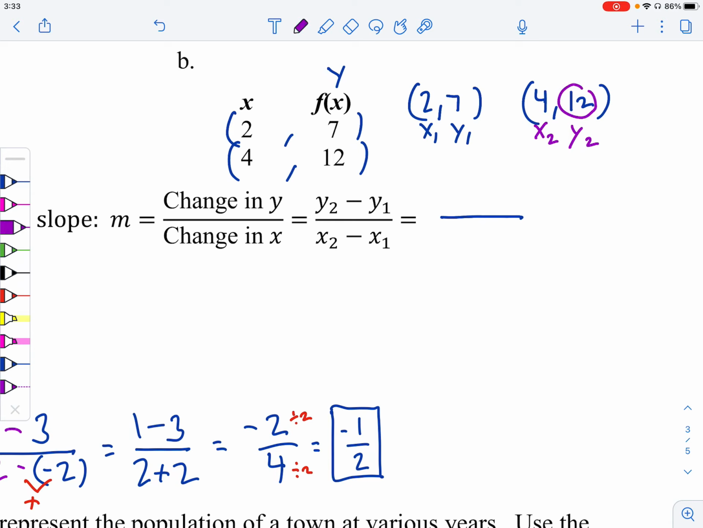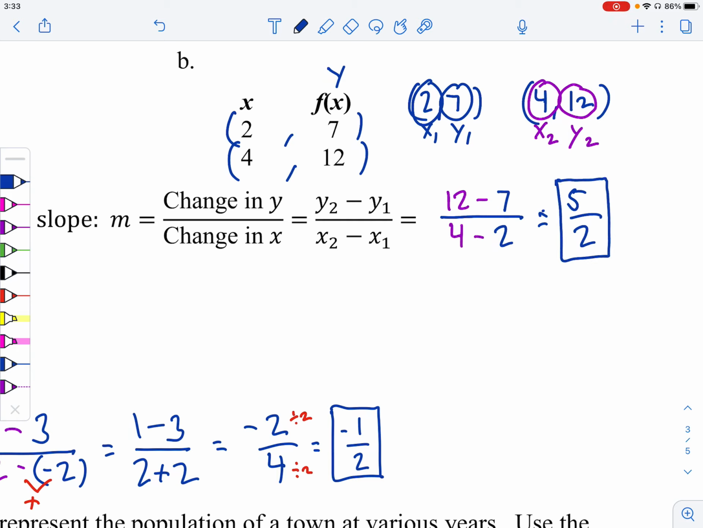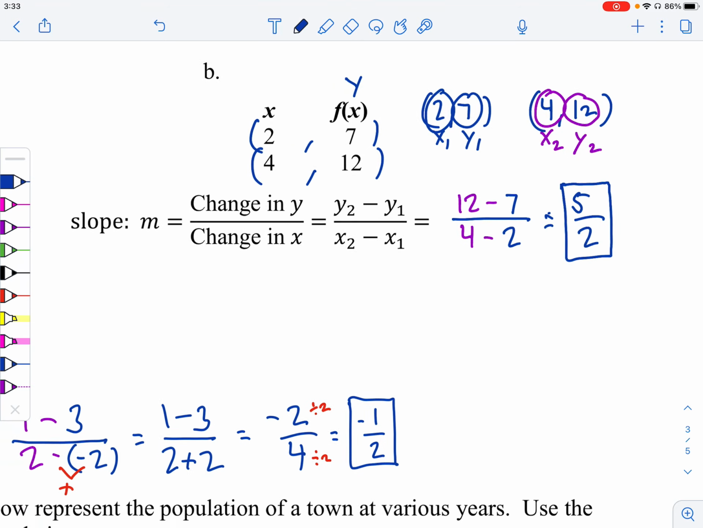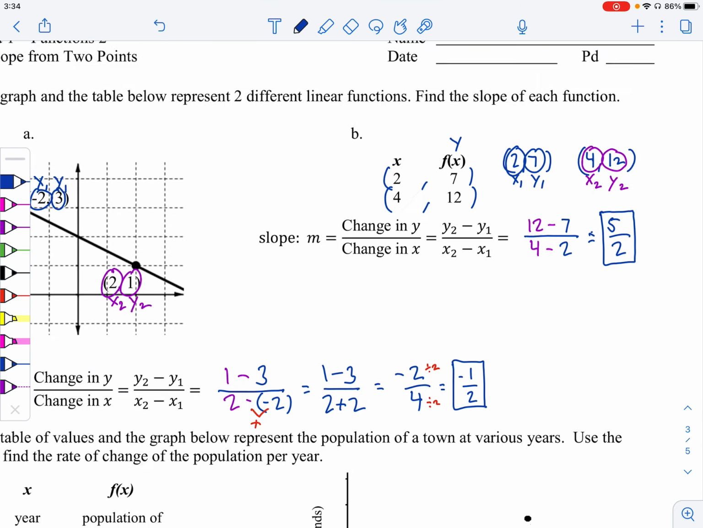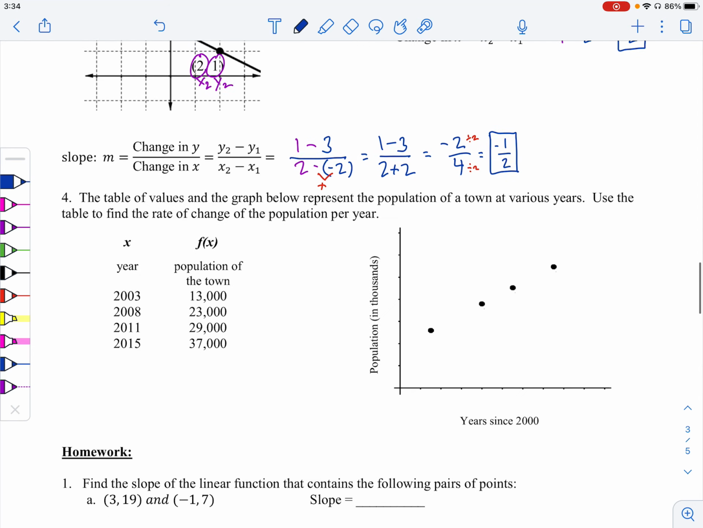So y2 is 12 minus y1, which is 7, over x2, which is 4, subtract x1, which is 2. That's 12 minus 7, 5. 4 minus 2, 2. And if you cannot reduce that, we leave it as a fraction, 5 over 2. So our slope is 5 over 2, which is our rate of change also. As long as we have 2 points, we can do it.